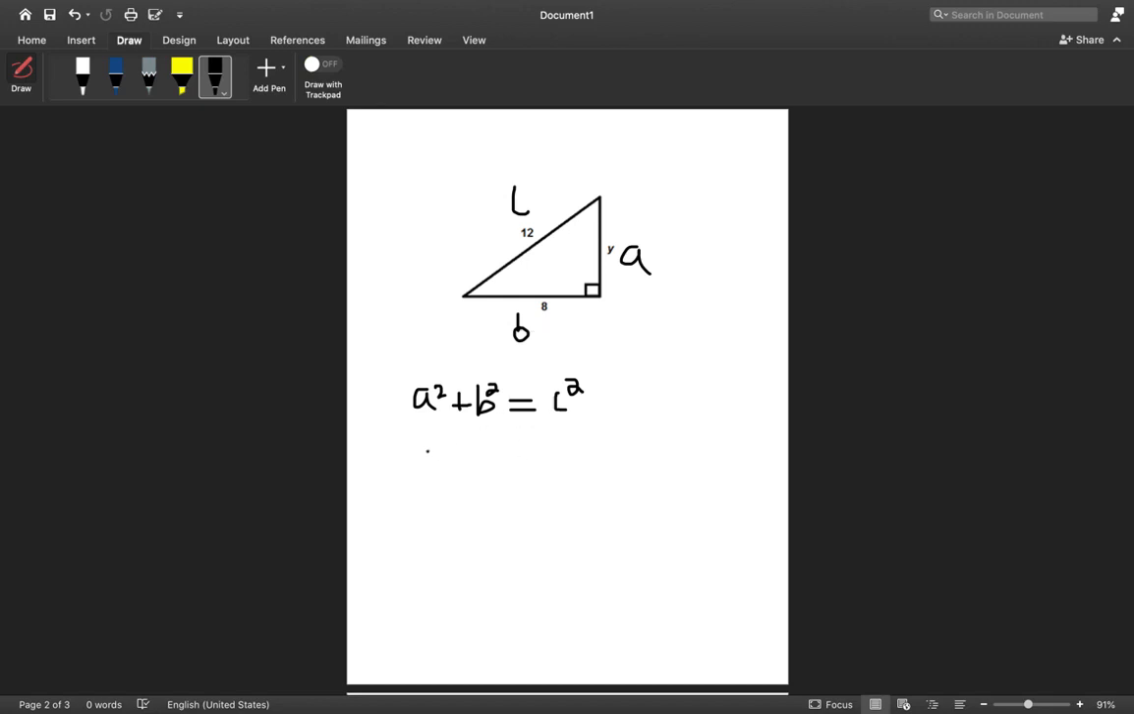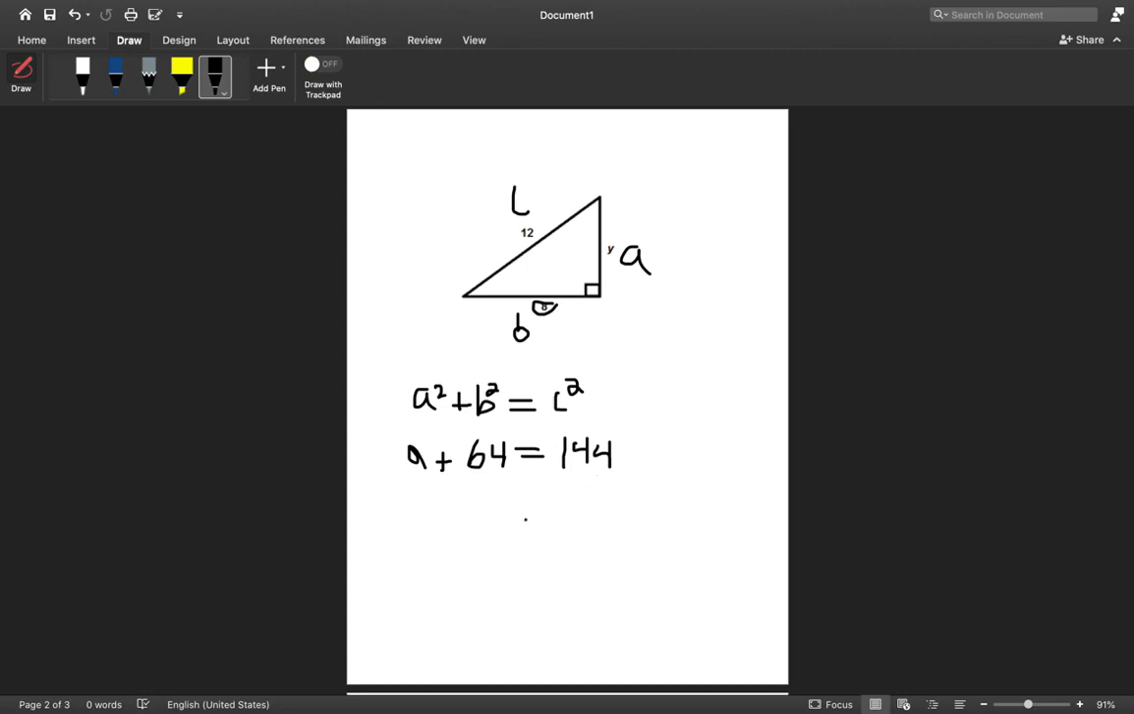So here we are. A we don't have. B squared is 8 times 8, which is 64. And then 12 times 12 is 144. So it's A plus 64 is equal to 144. And I want you to see that we are squaring the value of B here. 8 we are squaring, and once we square this, it becomes 64. And then squaring 12 becomes 144.